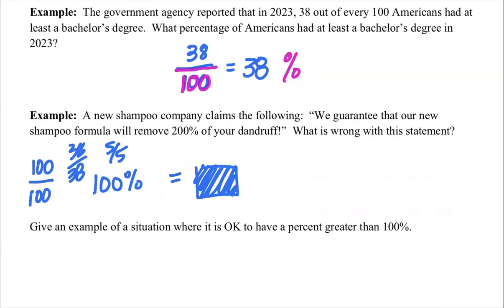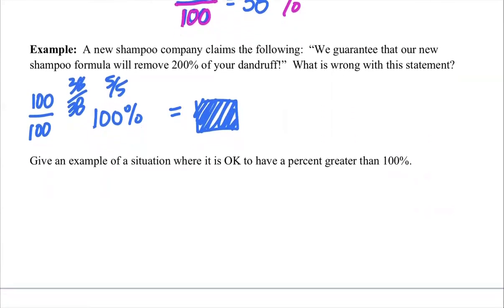Give an example of a situation where it is okay to have a percent greater than 100. It is possible to have over 100%, and that would be when you're talking about more than one whole thing. So it could be the growth of, let's say you have a savings account and your savings account doubled itself. It's now at 200% of where it started from. If we compared rainfall from one day to the next, and the second day it rained twice as much, that would be more than 100%. So there are times where we can have more than 100%.